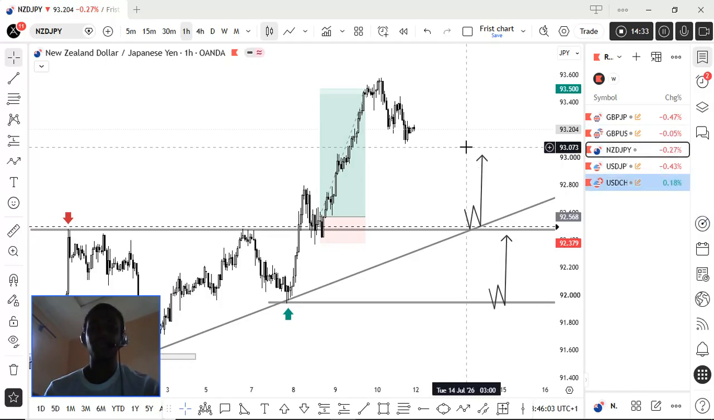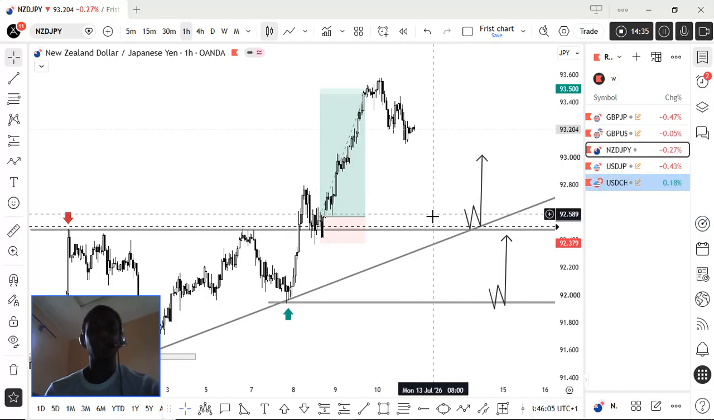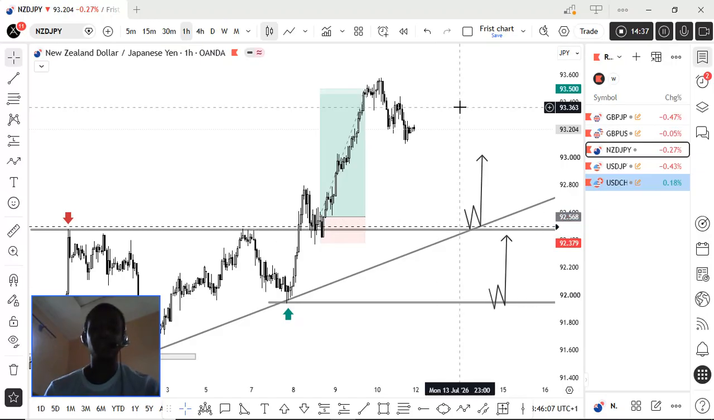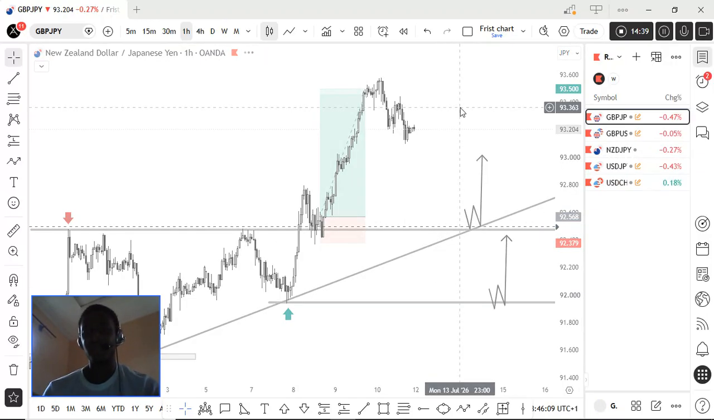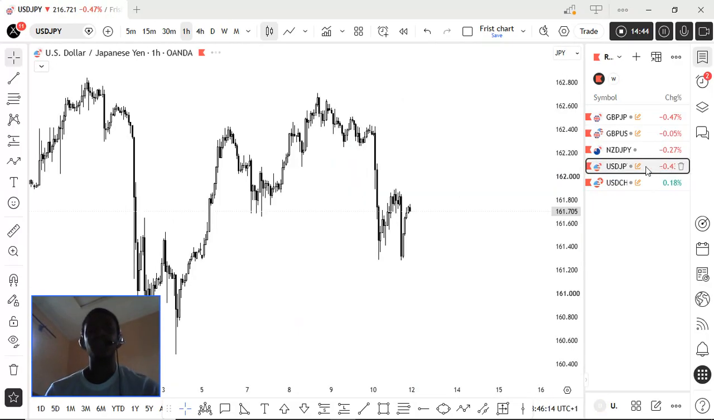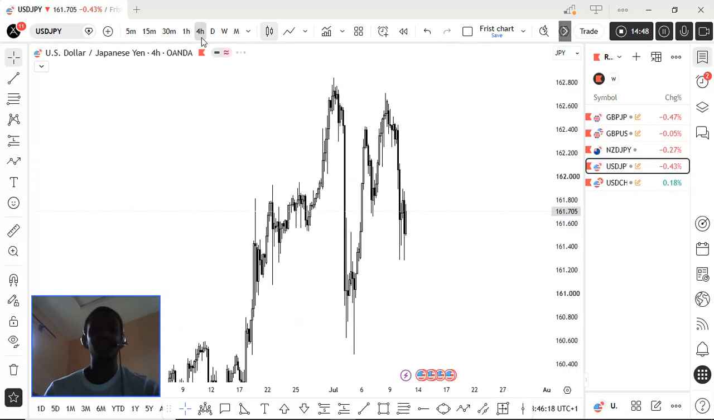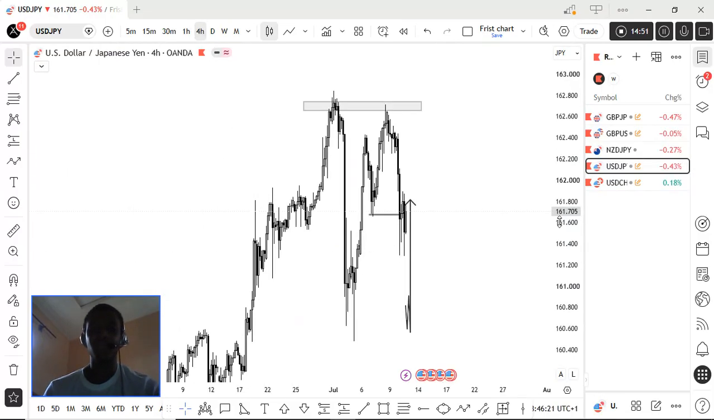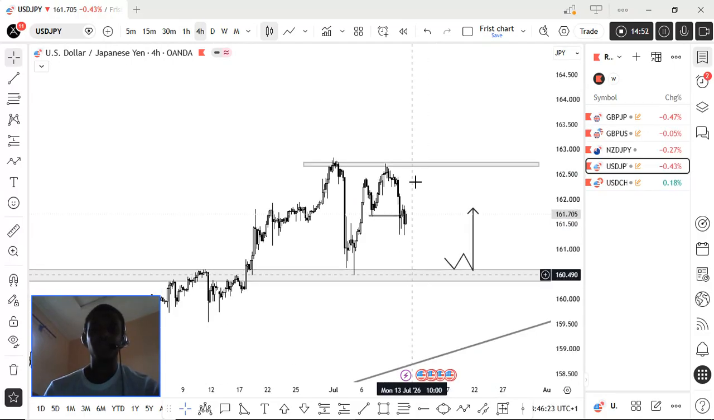USDJPY is currently retracing right now, so wait for it to retrace back to this level, then we'll buy. I think basically that is all for USDJPY. Let me go on the 4 hours so that you won't get confused. On the 4 hours also, we're waiting for it to come back to this low, then we'll buy.